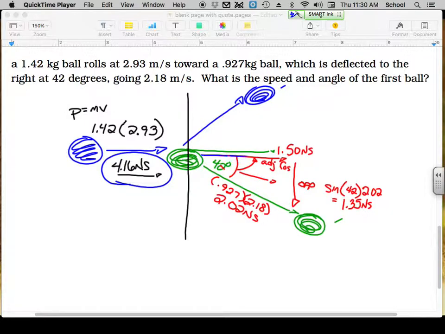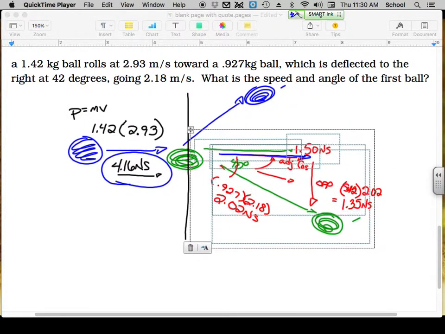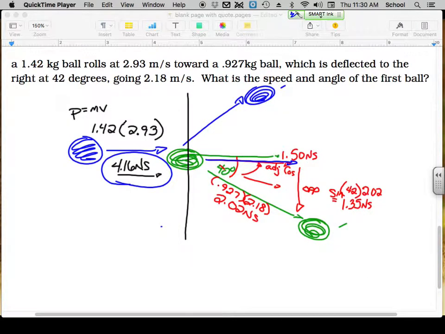Well, we know that the green ball is going forward. We know the green ball is going forward with 1.5 Newton seconds, and this used to be going forward with 4.16 Newton seconds. So we're saying, well, we're missing some momentum going forward. We used to have 4.16 going forward, and now we only have 1.5 accounted for. So if we subtract that, then 6 minus 0 is 6. 41 minus 15 would give me 26. So 2.66.